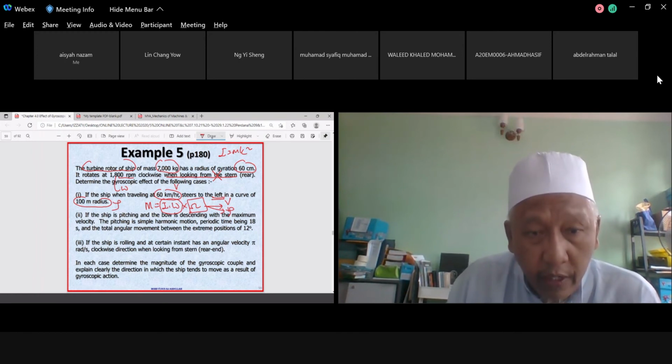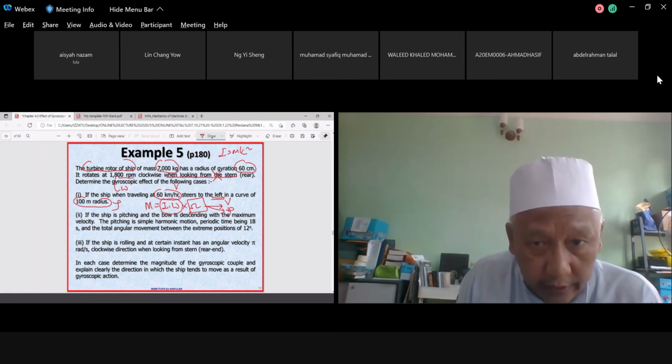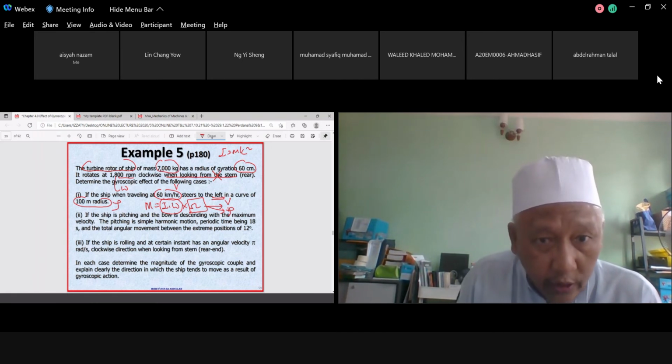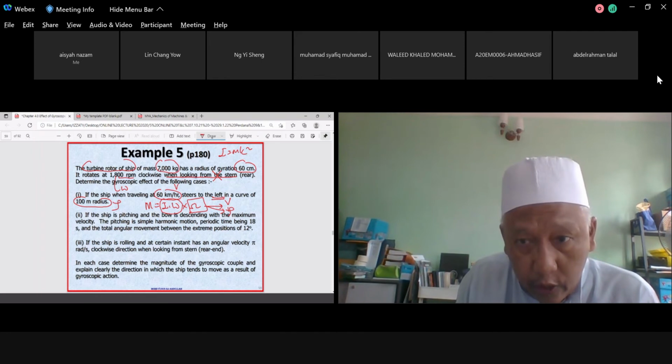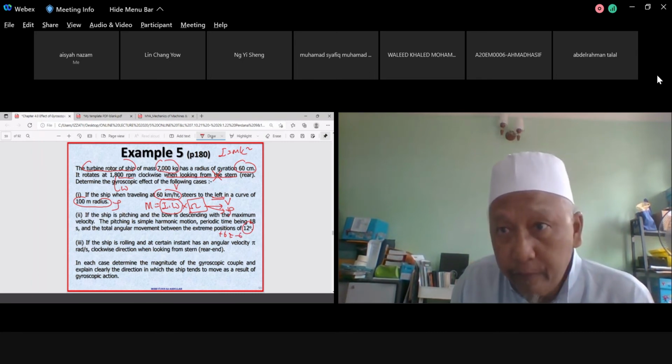For number 2, the ship is pitching, and the bow is descending, pointing downward with the maximum velocity, as I mentioned earlier. The pitching is simple harmonic motion, with a time period of 18 seconds and a total angular movement. Look at this one, read very carefully. The total angular movement between the extremes is 12 degrees. So meaning that you have positive 6 and negative 6. You add them together to become 12, from level, of course.